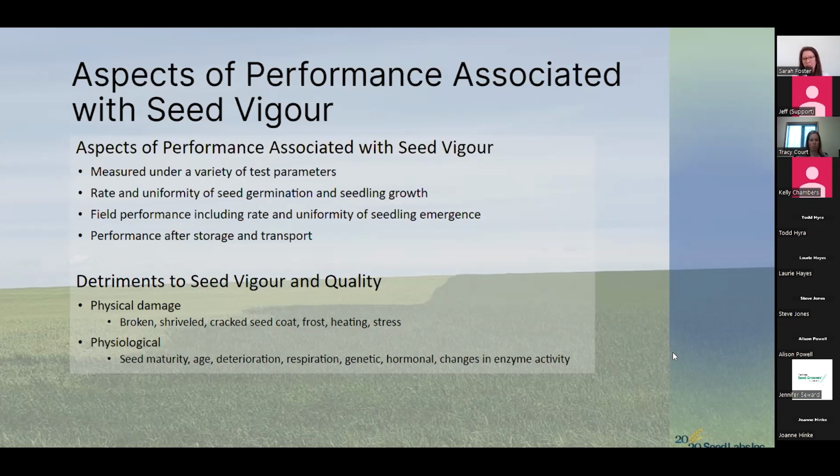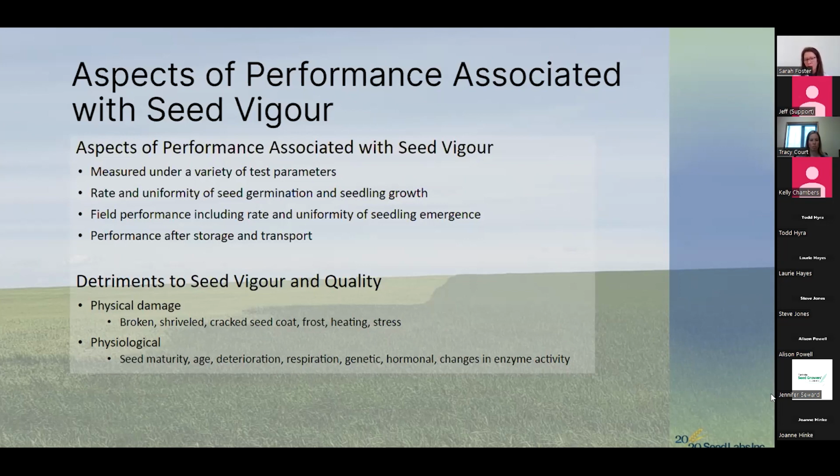So as an example, all of this can be affected by certain detriments in the quality of the seed. Things like physical damage, which include broken and shriveled, cracked seed coats, frost, heating, and stress. And if you just cast your mind back to the previous slide, one of the things where we see broken and cracked peas, they nearly always become mechanically damaged and are considered abnormal.